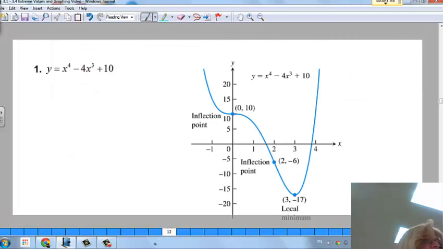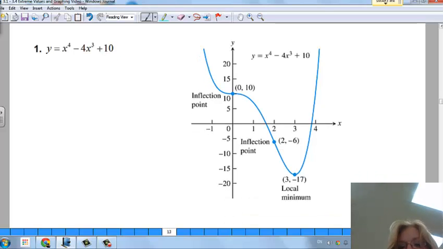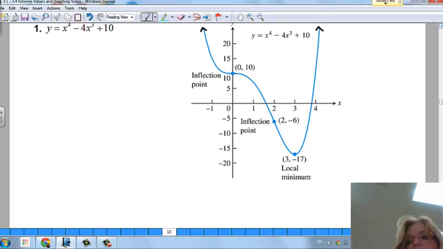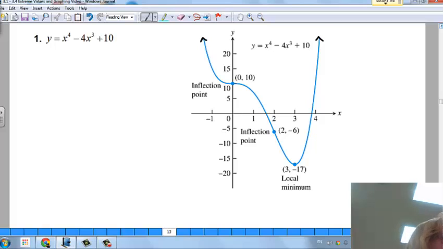All right, let's do an example where we're going to find critical points, the y-intercept, and everything we can find. I know everything's labeled on this graph, but it's okay. We're going to just do everything that matches it. So I'm going to use an easy function, y equals x to the fourth minus 4x cubed plus 10. So I'm going to do the first derivative to find the critical points.